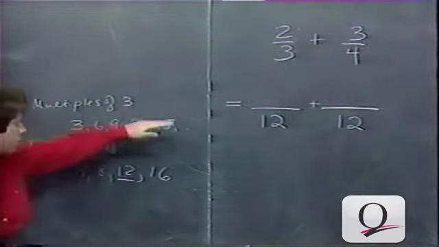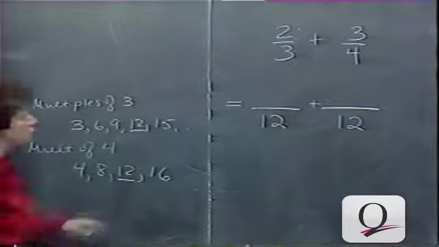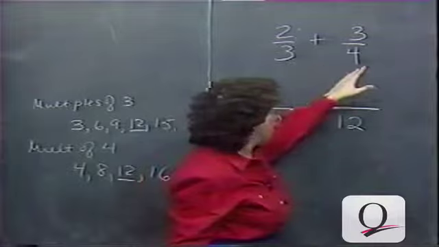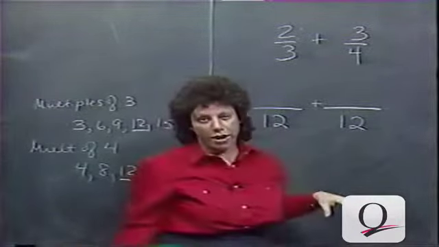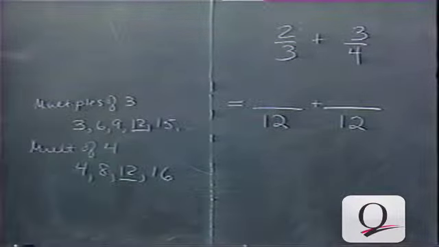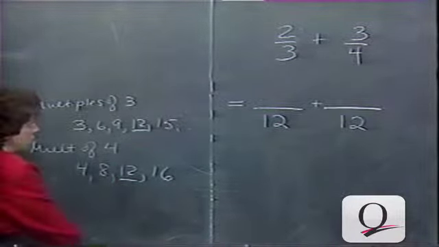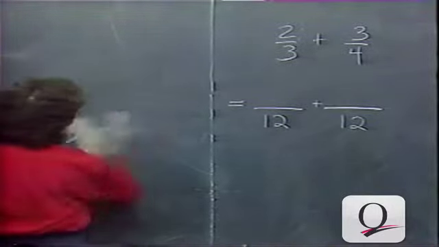Here are the multiples of 3. Here are the multiples of 4. It's also, in this case, the product of the two denominators, but very often the lowest common denominator is significantly smaller than the product of the denominators. Okay, what we want to do is build fractions equivalent to these having the same denominator, namely 12.